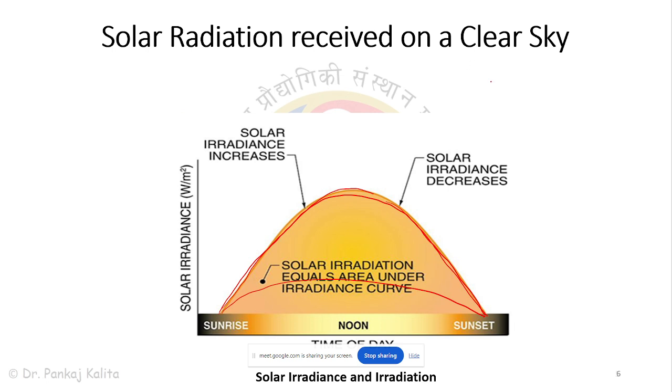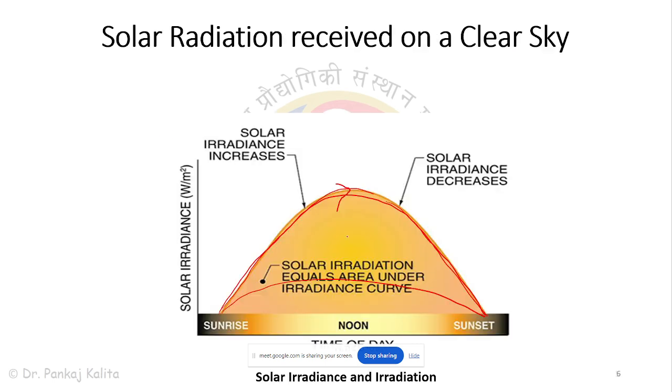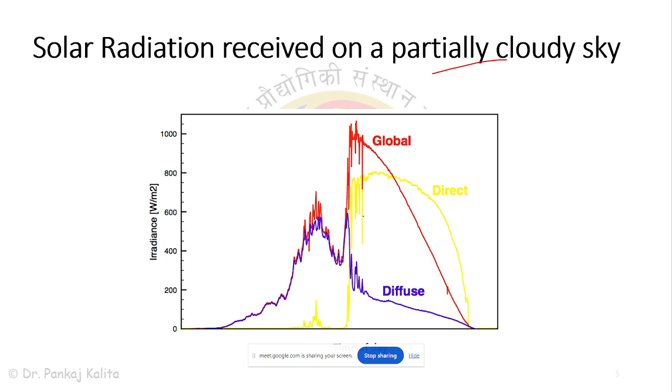So if we are talking about a clear sky at a particular location, throughout the day this will be the variation of the incoming solar radiation. At noon we have the highest solar radiation coming at a place. If we are talking about a partially cloudy day, then this curve is not so symmetric as we have seen here, right? There is variation depending on which time the cloud is there or not. This is one of the variations that might occur on a particular day in a partially cloudy sky.